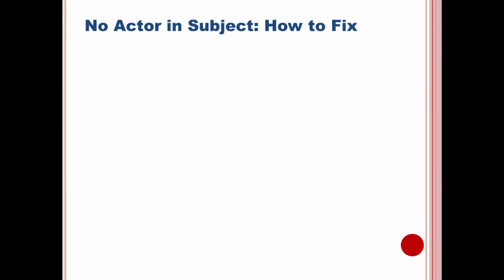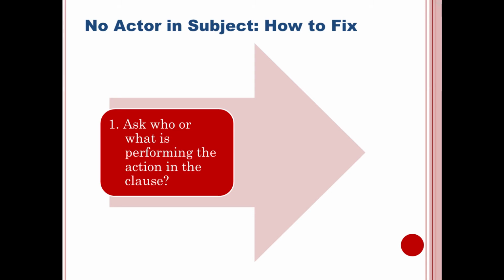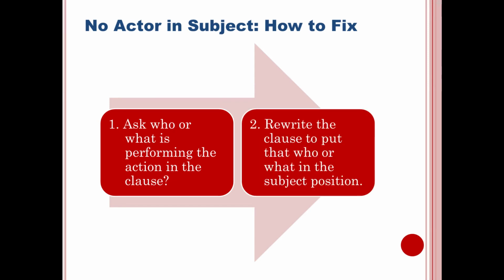Now let's talk about how to fix the problem. The fix is really simple. First, you ask who or what is actually performing the action in the sentence. The verb that you found, since that subject's not doing the work, then you've got to figure out what it is. Then you rewrite the clause to put the who or the what in the subject position.